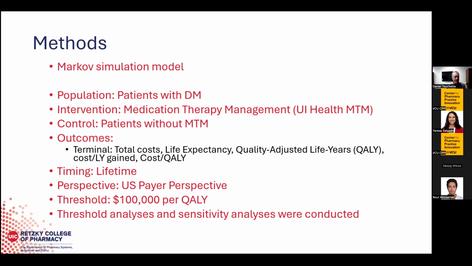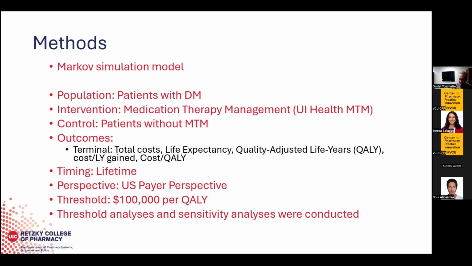The intervention, again, is the medication therapy management program of UI Health. The control patients are the same patients I described before. They're patients without MTM who are coming from our internal medicine clinics. The outcomes are total costs, life expectancy, quality adjusted life years, and again, ratios of costs to each of these other outcomes. The timing is lifetime.